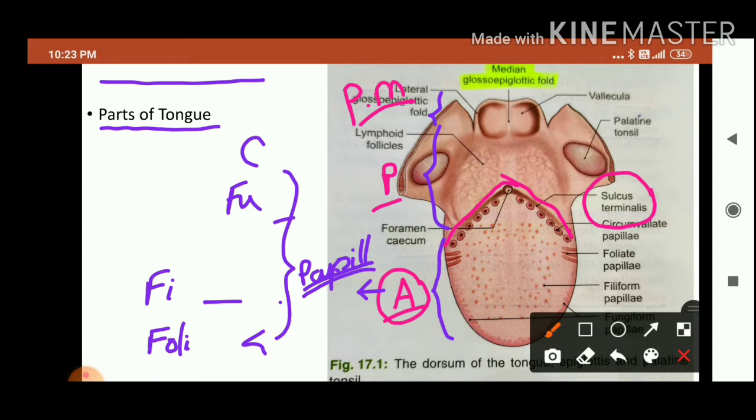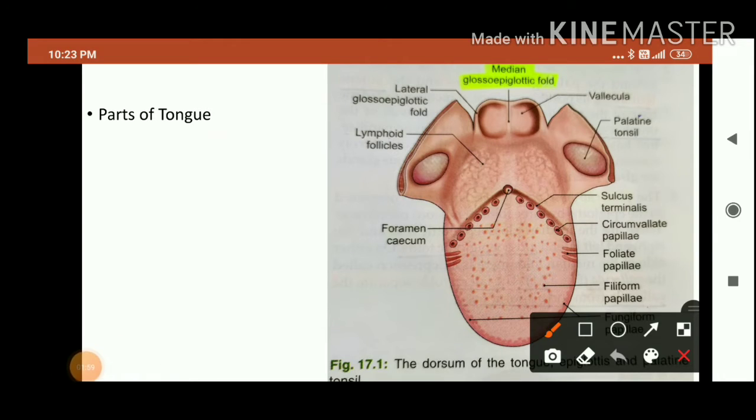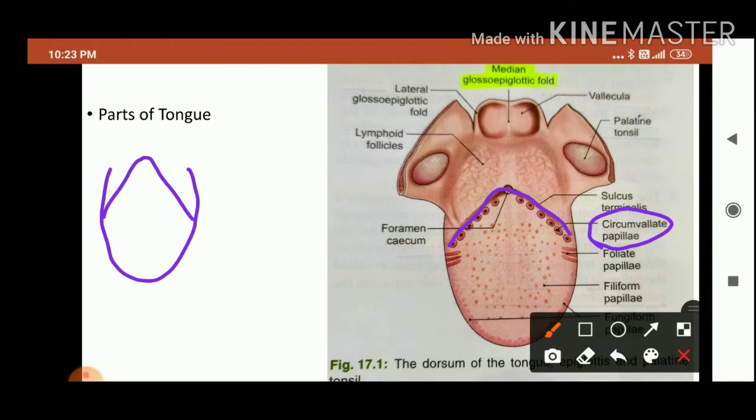Let us see the papilla. What are the regions which contain these papilla, or at which parts each of these papilla are present dominantly on the anterior part of the tongue? So you see that the circumvallate papilla is mainly present anterior to the margin of sulcus terminalis. So if this is the tongue and this is the sulcus terminalis, then the circumvallate papilla are present like this.